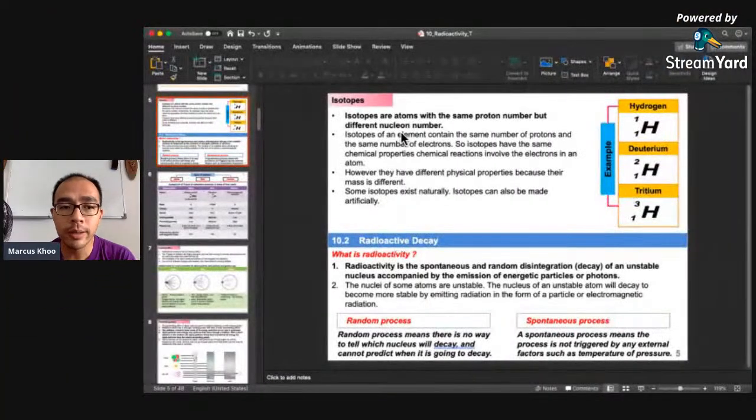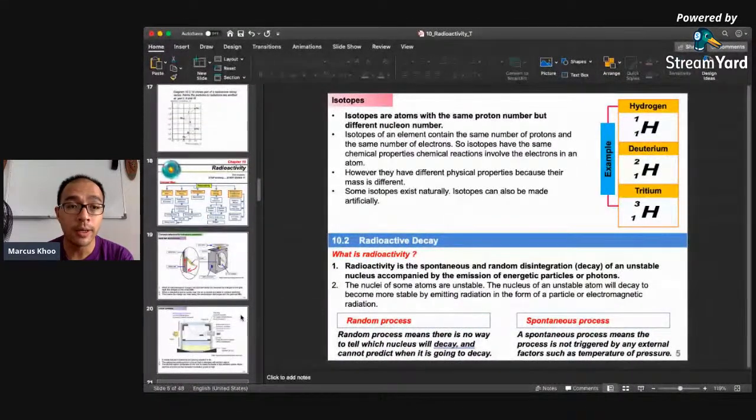Okay, so we were talking that isotopes are these. Isotopes are atoms with the same proton number but different nucleon number. But not all isotopes are radioisotopes. So now this is where we combine both together. Radioisotopes are isotopes that are radioactive. Basically saying radioisotopes are isotopes that are radioactive, which brings us to this one.